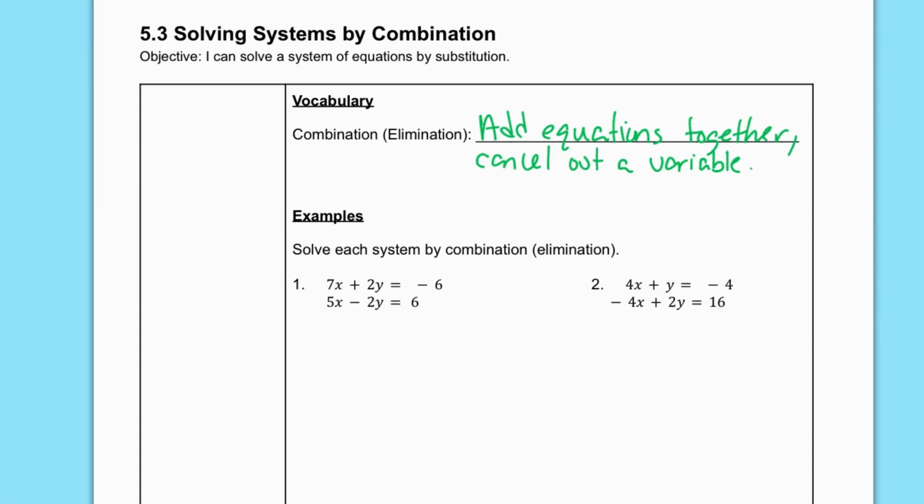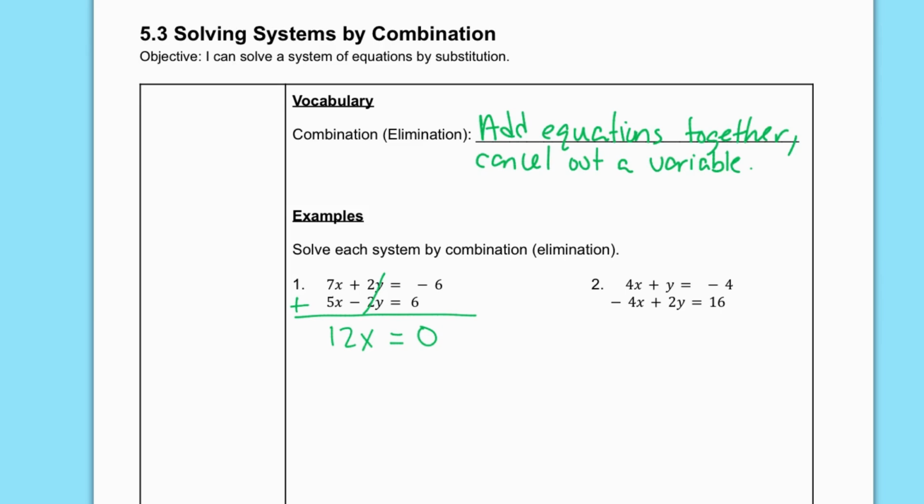So I'm going to add these together, almost like we did in elementary school. We're going to add down. 7x plus 5x is 12x. Positive 2y plus negative 2y actually makes 0. It cancels out. So there's where we're eliminating that variable. It just goes away and makes 0. Then drop down the equal sign.